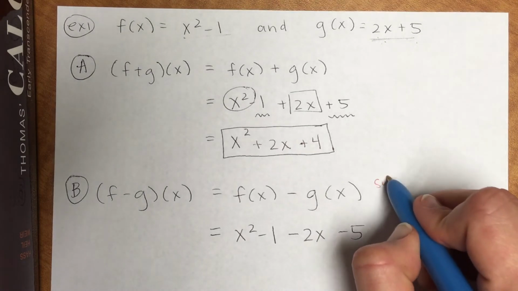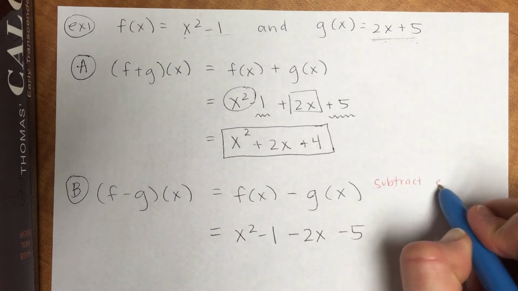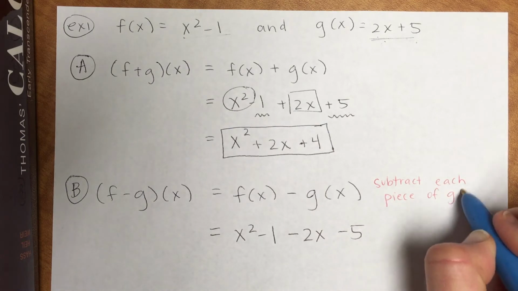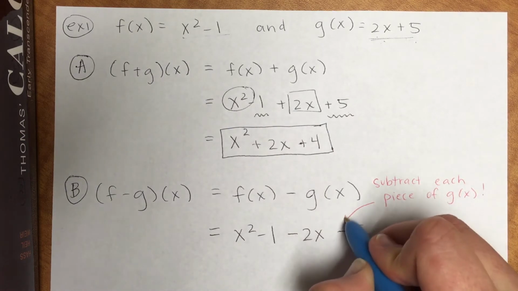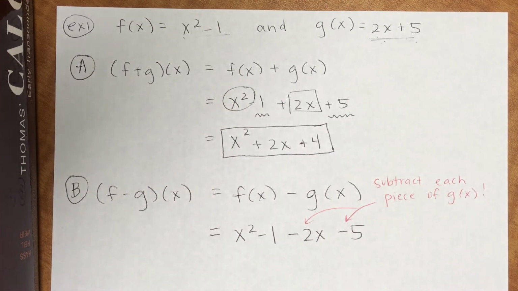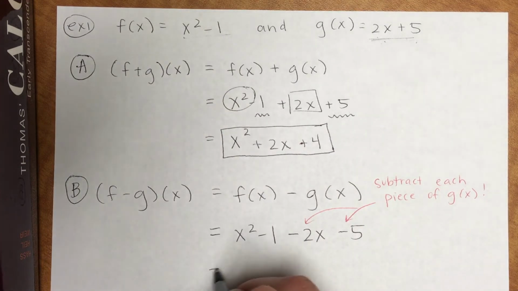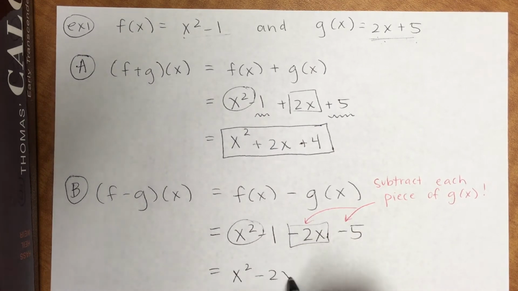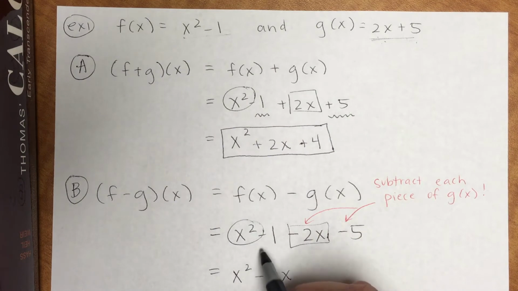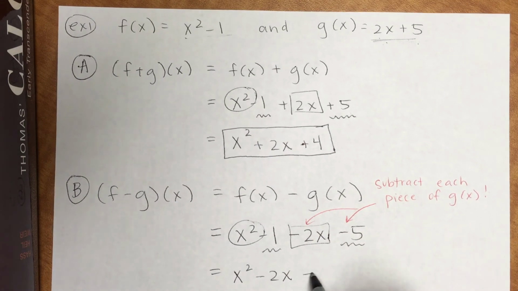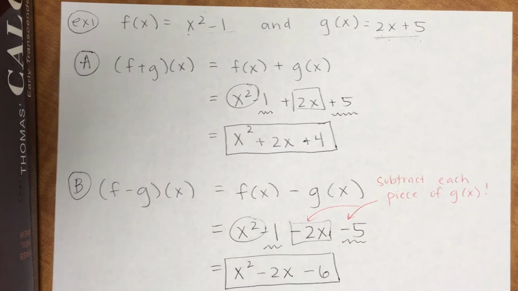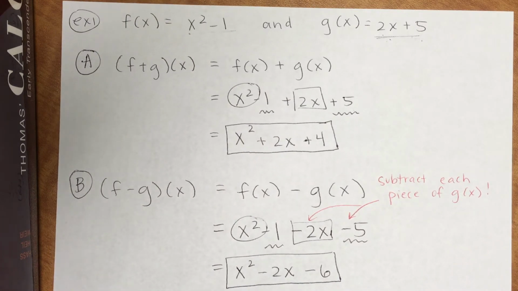So reminder, subtract each piece, each term of g of x. And then combine like terms. So this again is my only x squared term. Again, this is my only term with an x in it. And then I can add my two constant whole numbers together. They're on the same side of the equal sign, so just add them together. So -1 plus -5 is -6.